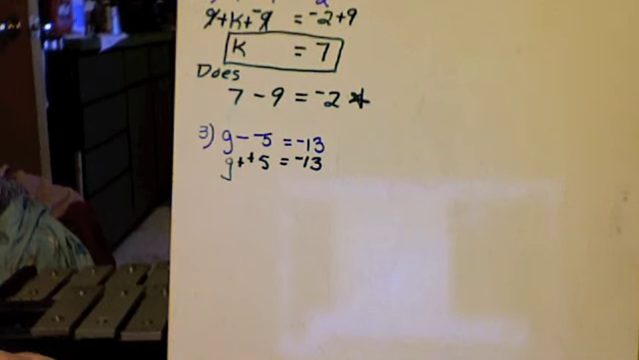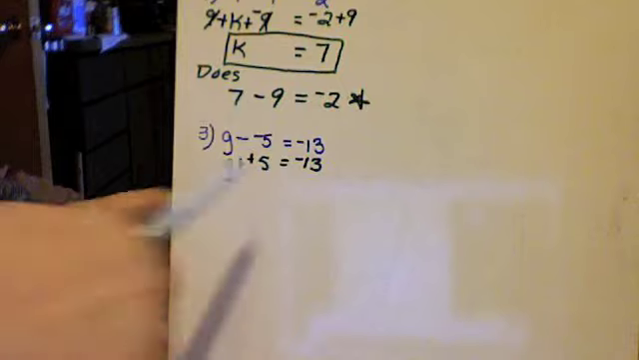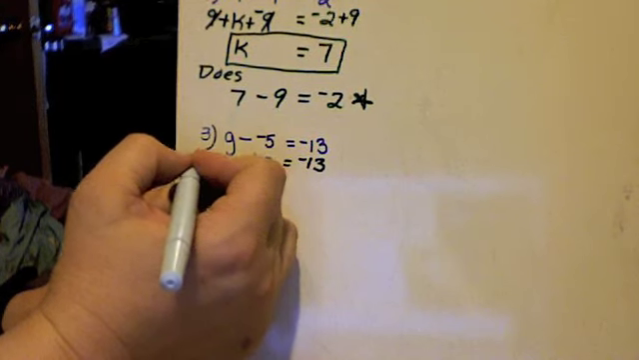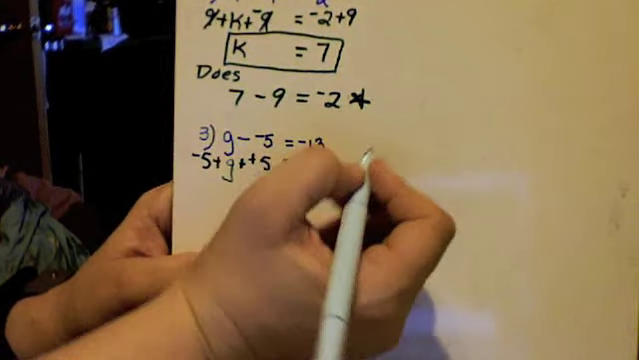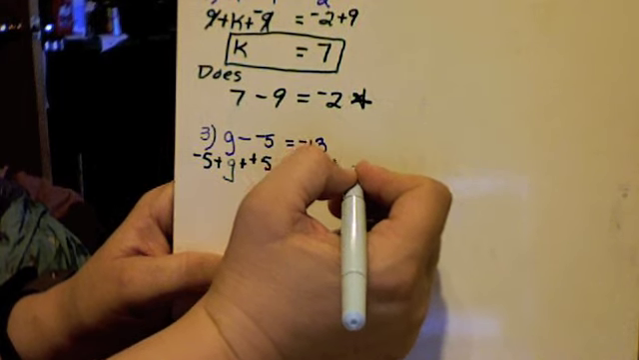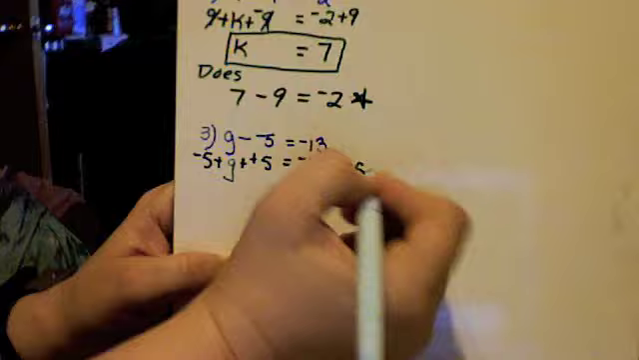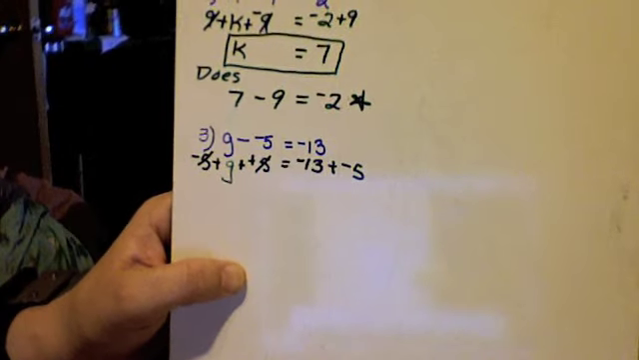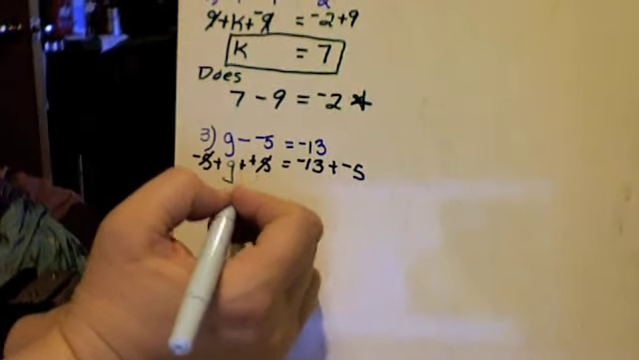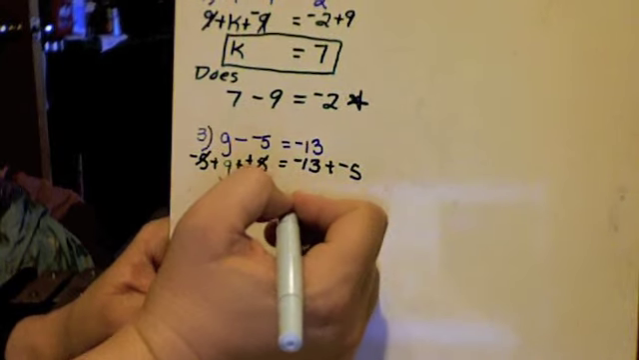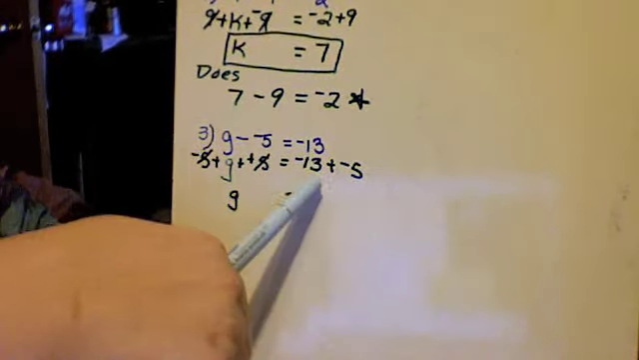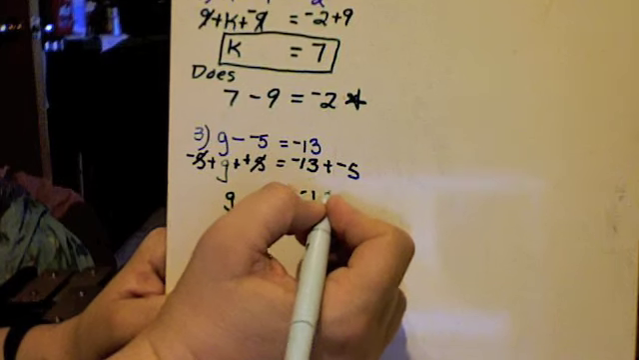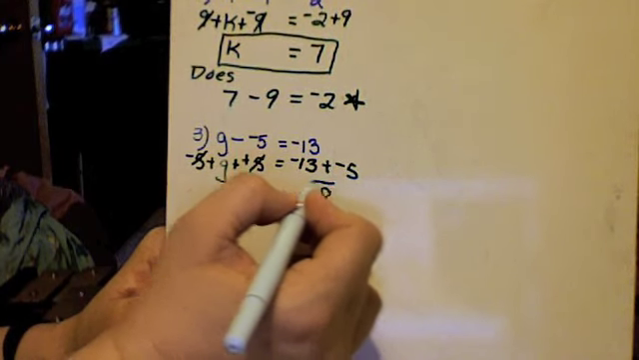Now we have a problem like we know how to solve already. 5 is being added to the variable, so we have to add -5. If we add -5 to this side, we have to add -5 to the right side. Again, -5 and +5 are opposites, so they cancel out, leaving g. Drop it down. Drop your equal sign down, and then -13 plus -5 is -18. That should be your answer.